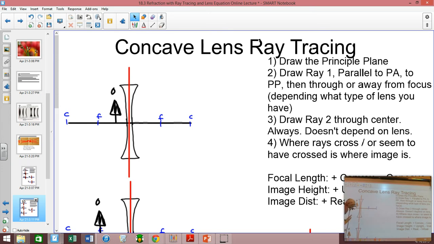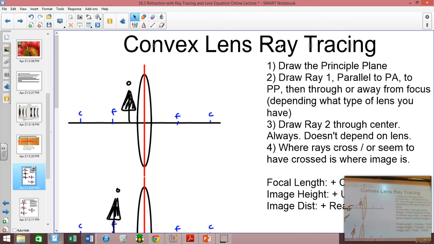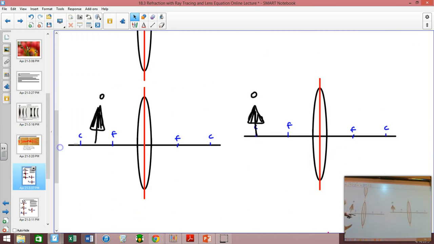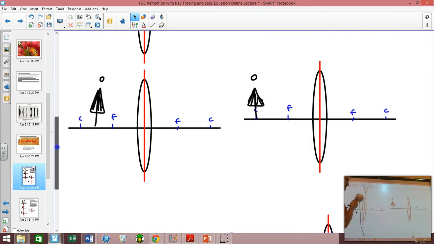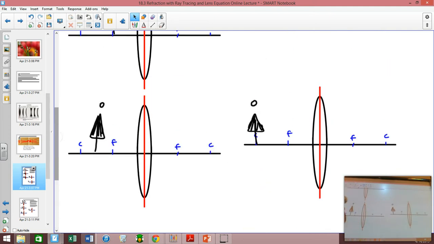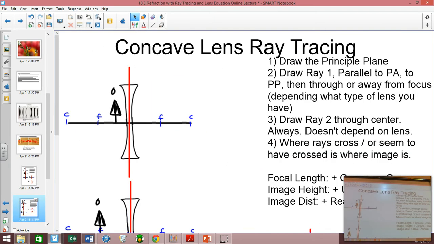I think I started out with my object really close, before the focus. And then I put it on the focus. And then I put it behind the focus. And then I put it on the center. And then I put it past the center. So I've got those scenarios here, and I do the exact same thing with the concave lens.